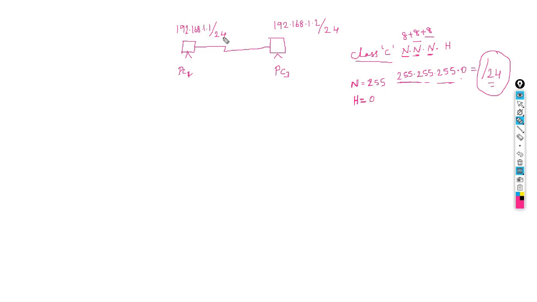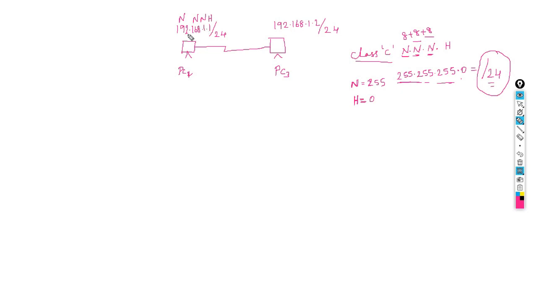If you see here, this is /24 and the IP is 192.168.1.1. /24 we told is 3 network portions. So we can say this is network, this is network, this is network, this is host. Whenever we want to check if they are in the same subnet or different subnet, what do we need to check? We need to check that the network portion of both IPs should be the same.